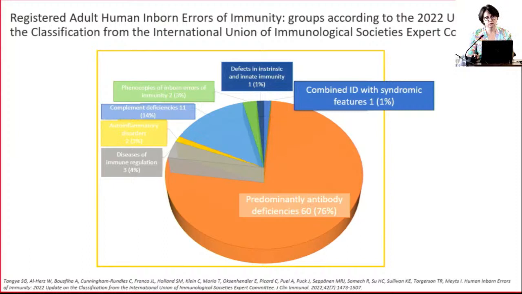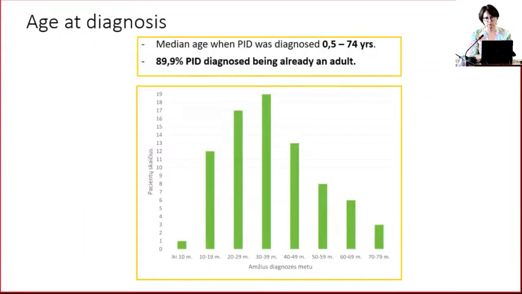Then the second biggest group is the complement deficiencies, and all these patients are C1 esterase inhibitor deficient patients who have hereditary angioedema. Other diseases fall into smaller categories, and really we have 1 or 2 or 3 registered patients with these problems.